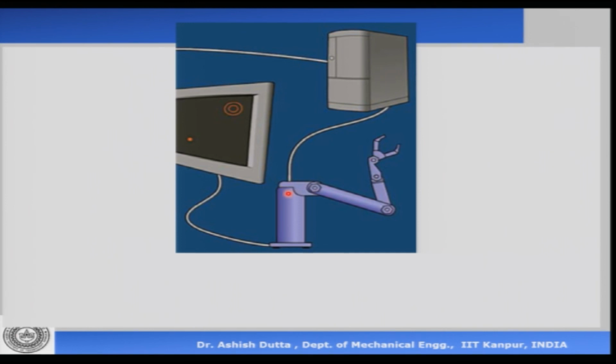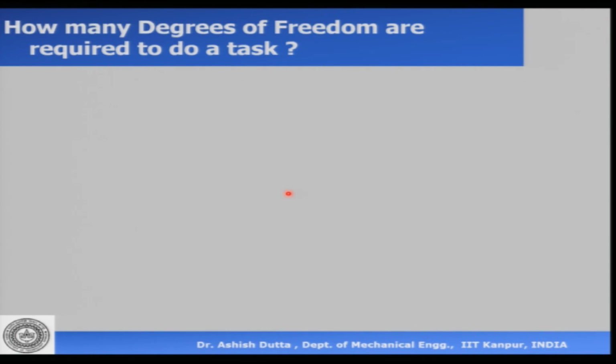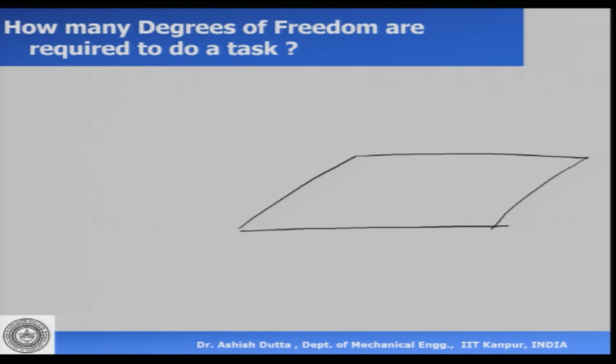Now before we proceed a little further, it would be interesting to note how many degrees of freedom are required to do a task. For example, if we have a table, let me draw a table here. So this is a table, these are the legs of the table, and on the table we have kept a part. This is a small rectangular box that I have kept on the table.